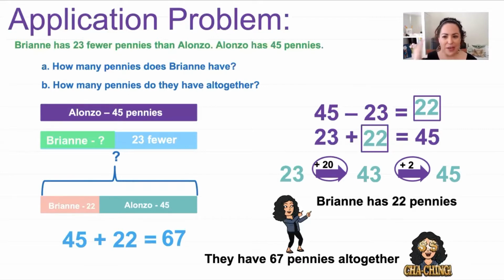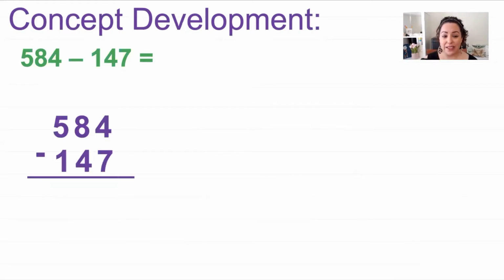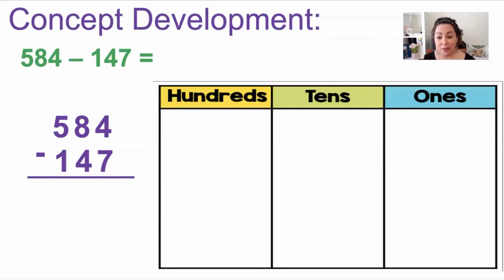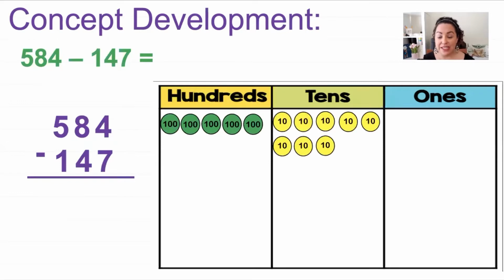All right, now that our brains are warmed up a little bit, let's go ahead and get into our concept today. So I'm going to start with this problem right here, 584 take away 147. So I'm going to write it in vertical form, and let's go ahead and get out our place value mat. And remember, what's the first thing that I have to do? This is a subtraction problem, so I do not make both numbers. I only make the whole, the number on the top. So 584 is 5 hundreds, 8 tens, and 4 ones.